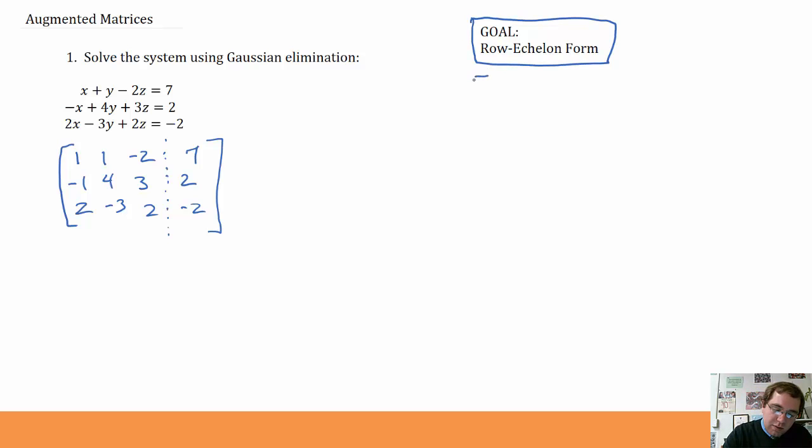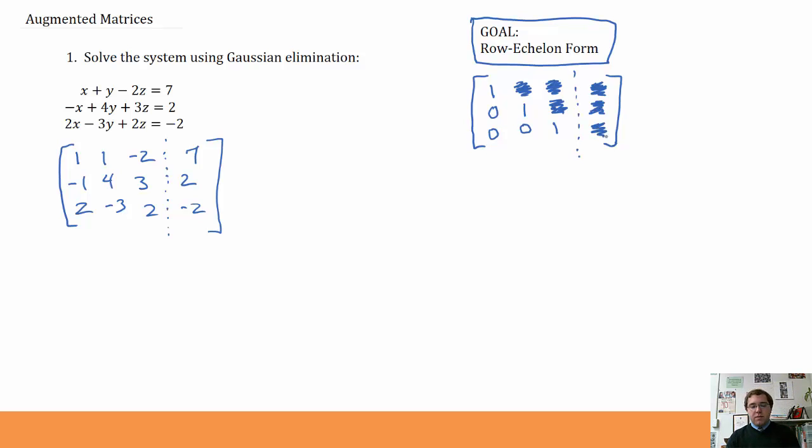This is what I mean by row echelon form. A 1 in the top corner, zeros all below it, a 1 along the diagonal, and a 0 below it, and then another 1 along that diagonal, and then you have your dotted line, and then you have other numbers. There's another number, another number, another number to complete the first row, another number, and another number to complete the second row, and then another number to complete the third row.